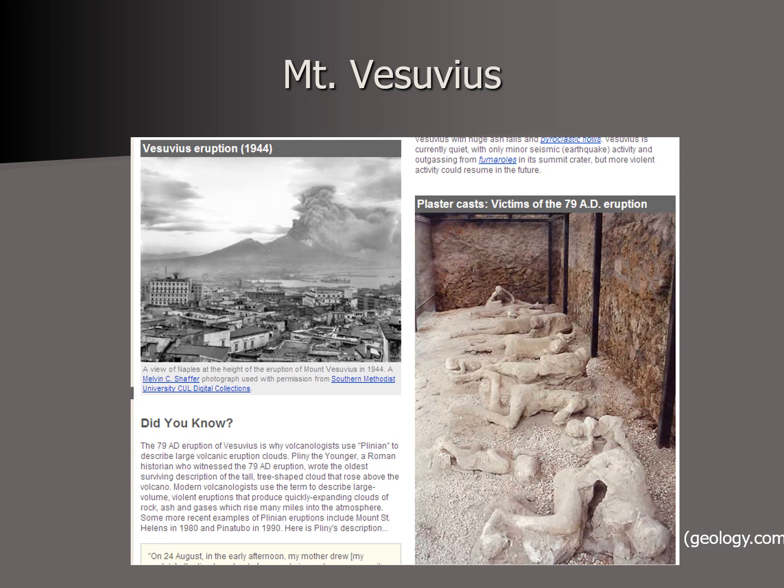So here are some more images from Vesuvius. Vesuvius is very active. It had a much smaller eruption back in 1944 in World War II. World War II was going on. Paricutin grew out of a farm field in Mexico, and Vesuvius had a small eruption. Anyway, there's a picture of a small pyroclastic eruption. And then there on the right are the casts of victims again.